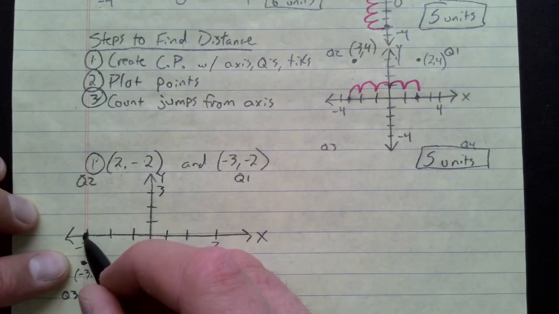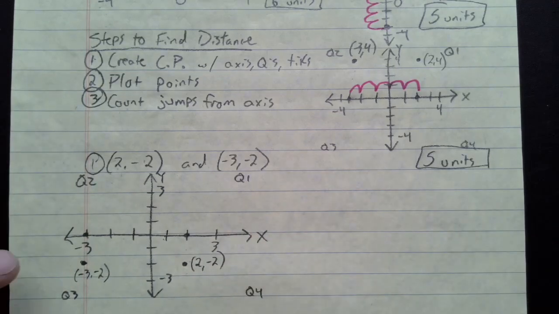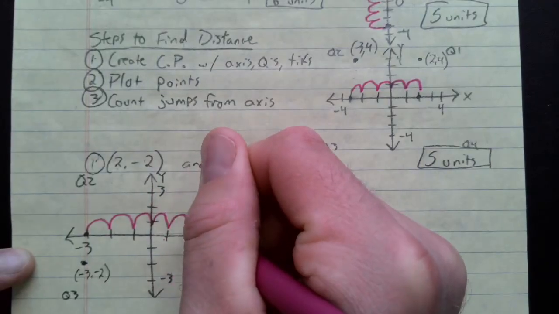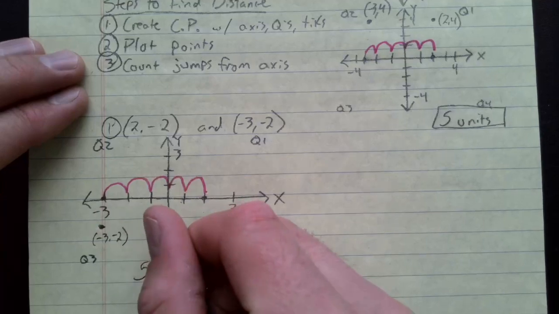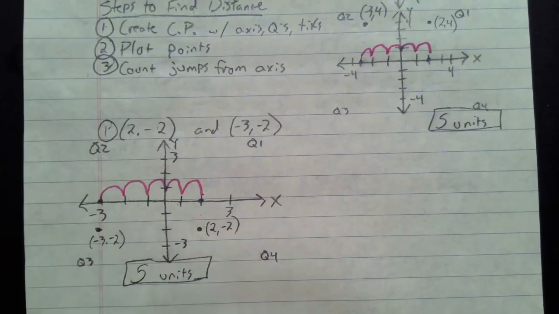Just put a little dot right above where that one is and right where that one is so you can keep track. And then count your jumps. 1, 2, 3, 4, 5. 5 units is your answer. That's it. 5 units is your answer from these 2 points.